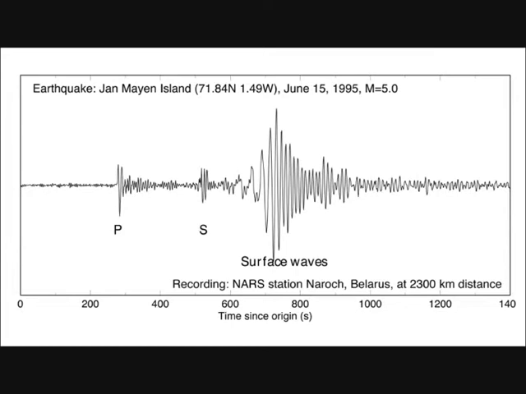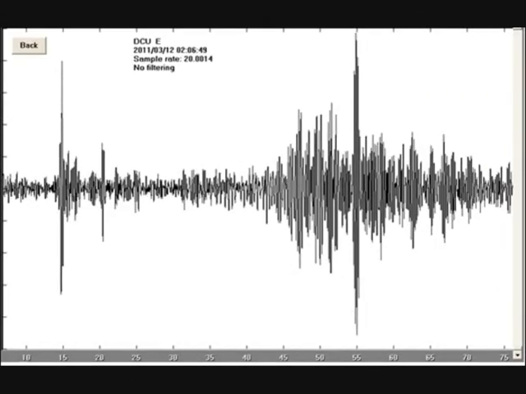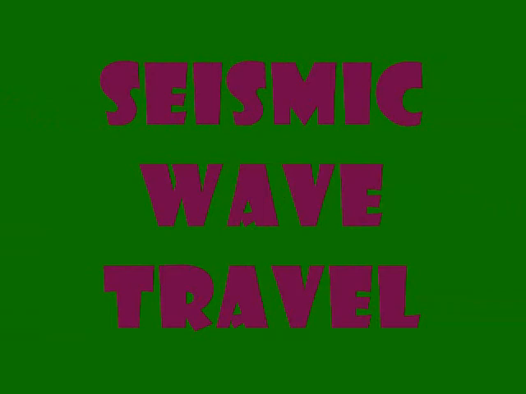Here is a real earthquake seismogram, showing the arrivals of each seismic wave. This is a seismogram of an earthquake which was recorded on the DCU seismometer. Seismic wave travel refers to the ways in which these waves can move inside the Earth. Every time the wave meets a boundary, it will move in a different way.